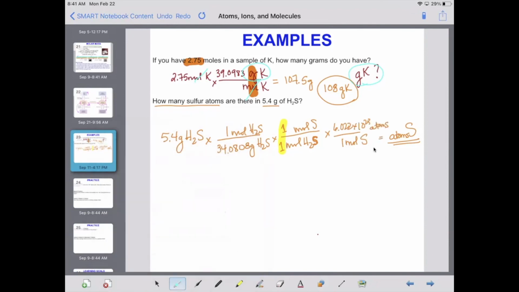If we cancel our units, we have grams of H2S, moles of H2S, moles of H2S, moles of sulfur, and we're left with atoms of sulfur, which is what we want. So if we do this math out, we end up with 9.5 times 10 to the 22nd atoms of sulfur. And so that is going to be our final answer. We were given 2 sig figs, so we have 2 sig figs in our answer.